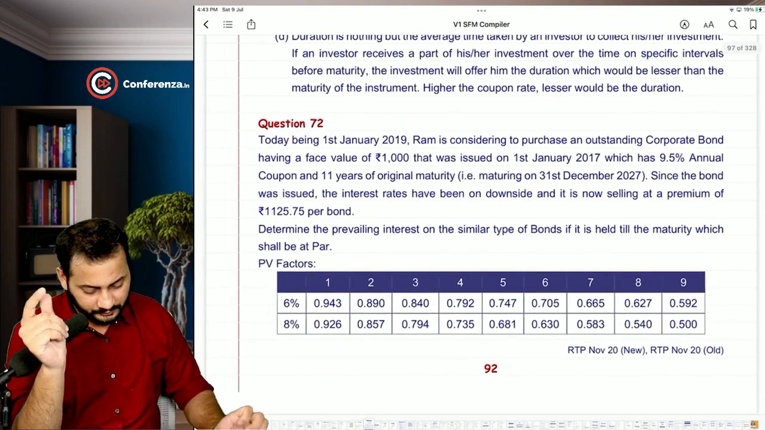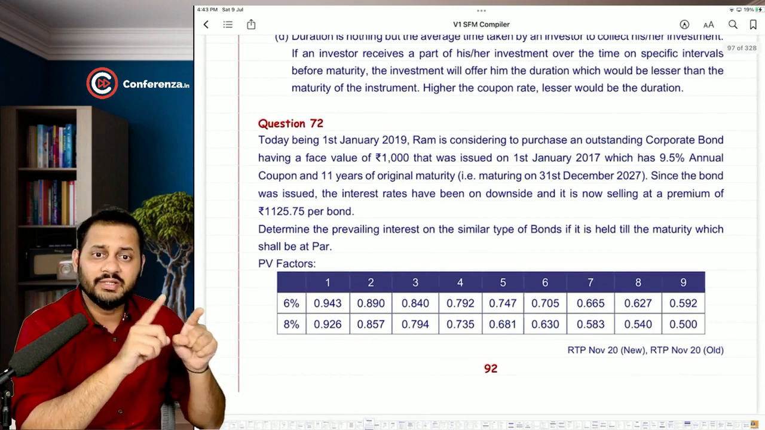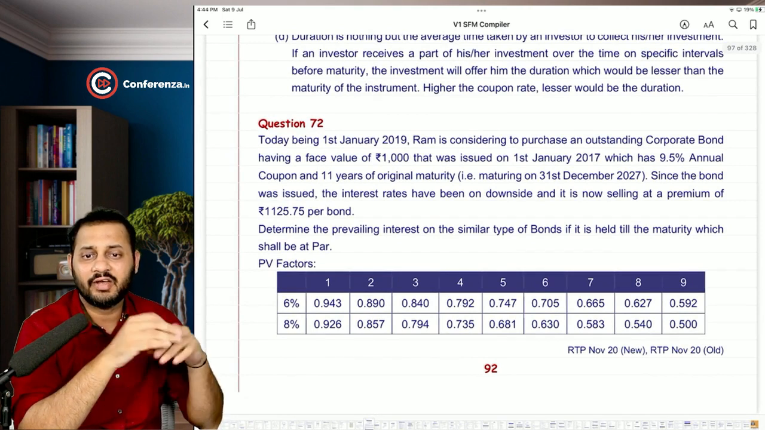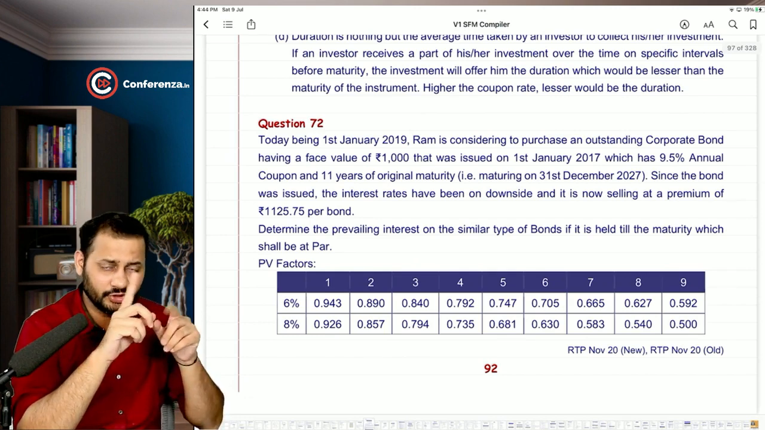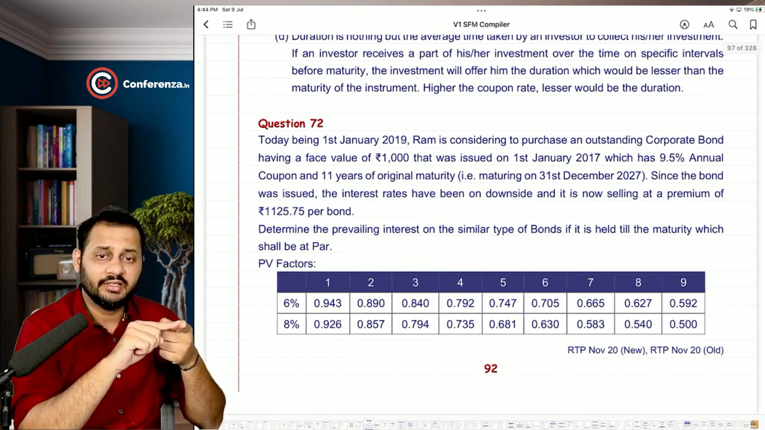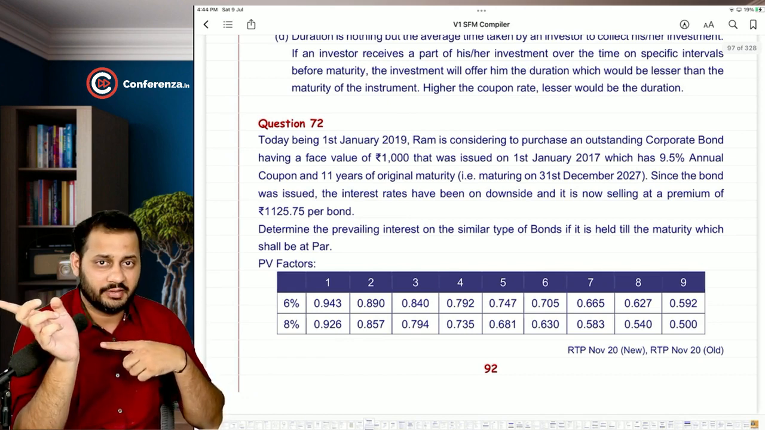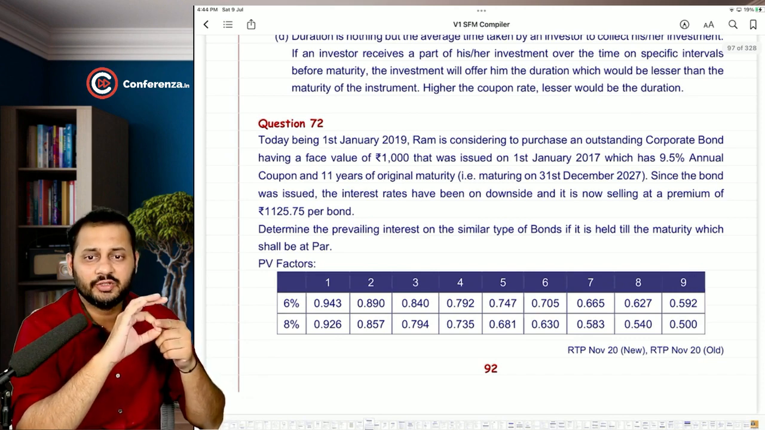Have a look. Today being 1st January 2019, Ram is considering to purchase an outstanding corporate bond having a face value of 1000 rupees that was issued on 1st January 2017. Focus on the dates. Today it's 1st January 2019, and the bond that we want to purchase was issued 2 years back, which has 9.5% annual coupon.